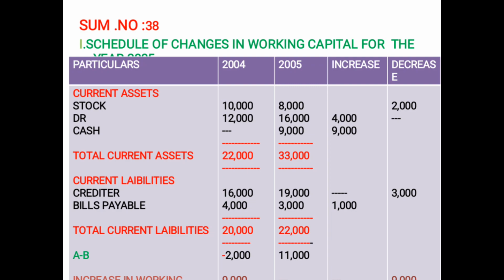The current liabilities: there are only two items, creditors and bills payable. Creditors 2004 16,000, 2005 19,000, so it is an increase. Bills payable 2004 4,000, 2005 3,000, so the decrease value is 1,000. The total current liabilities 20,000 in 2004, 22,000 in 2005. From the difference between the current assets and current liabilities, we calculate the change in working capital. So there is an increase in working capital.